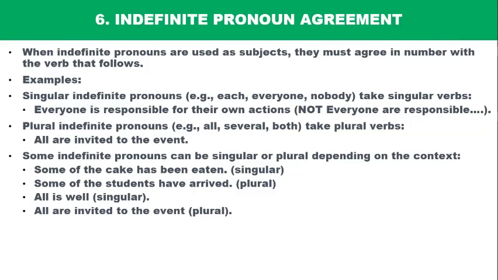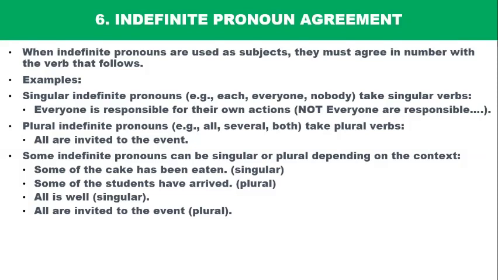Another example, some of the students have arrived. This is plural because students are countable. So when you say some of the students, then you are using a plural indefinite pronoun. All is well is singular because all is well. This refers to singular. All are invited to the event, as we earlier saw, is of course plural. So it's important to ensure subject-verb agreement when using indefinite pronouns to maintain grammatical correctness in sentences.